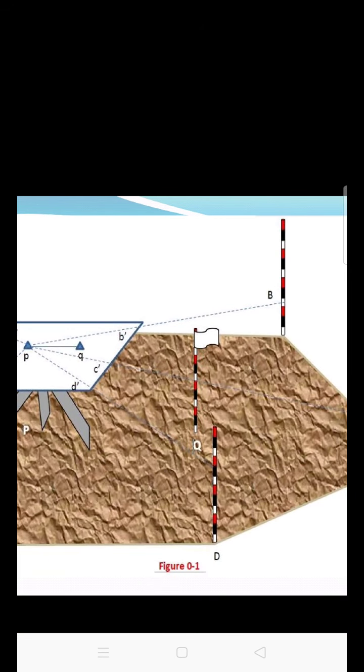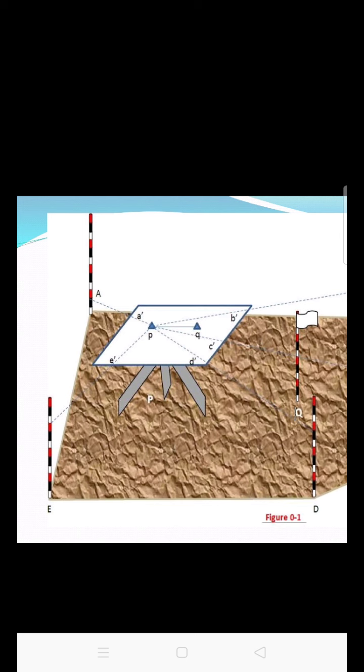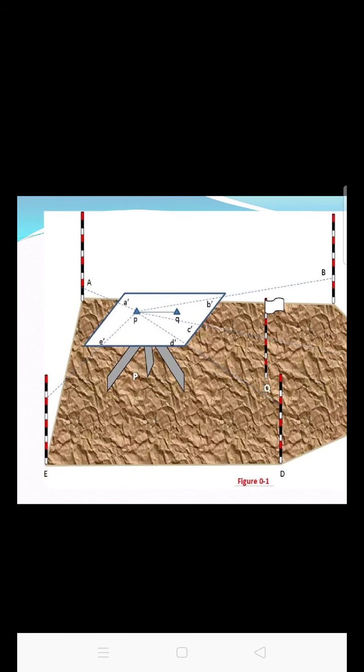What you have to do: set up the instrument at station P, carry out all the temporary adjustments, that is setting, leveling and centering, and bisect all the points with the help of the alidad, that is A, B, C, D, E. Also bisect the station point Q. Measure the distance of station P to Q, and with some scale mark that distance as a chain line as shown in the triangle. Mark that distance Q on the paper.